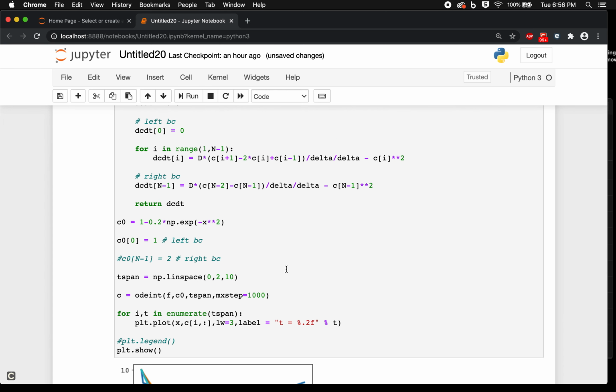So that's kind of an overview of finite differences. If you have questions, please post them to Piazza or put them in the comment section. But basically, you can use this template to solve the first 2 problems in your homework set.